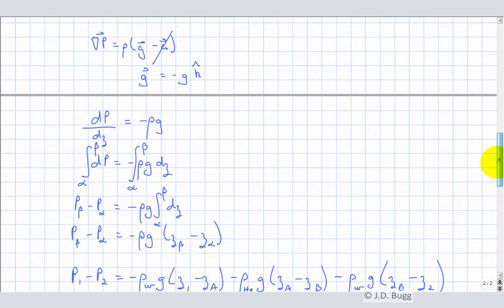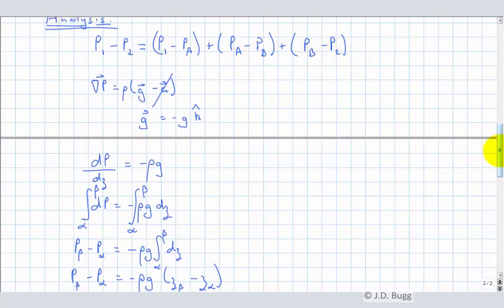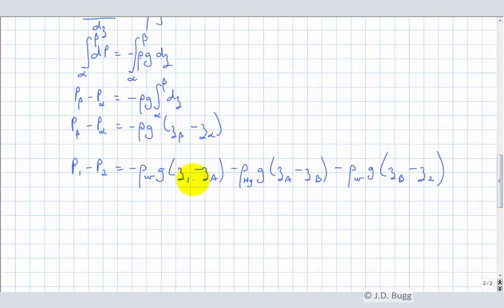Notice a very important part of this is that the order of these subscripts 1A, AB, B2 is just reproduced exactly down here. 1A, AB, B2. And this equation is substituted in here exactly like it looks, so this negative comes along for the ride as well. So just be careful and substitute things in carefully, and you'll be fine.